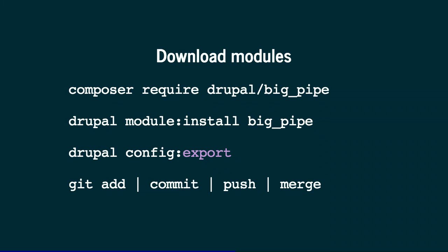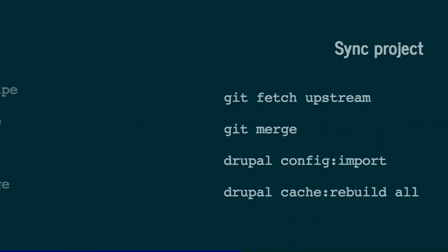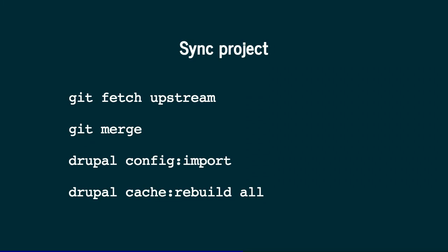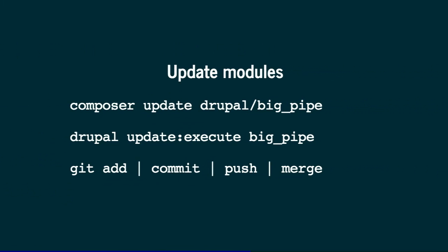Again, git add, git commit, push, merge my changes, and let the rest of the team sync what you just did. They will fetch upstream, they will merge the branch, and they will run config import and maybe run cache rebuild again because, sometimes, like most of the time, you need to rebuild your cache while working with Drupal 8.